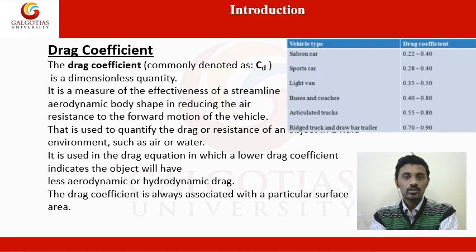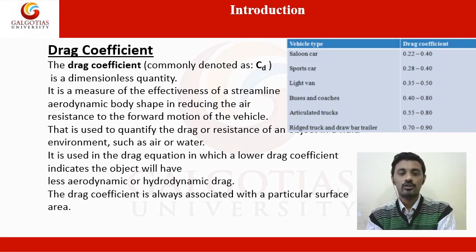Next, we come across one of the important parameters, which is called the drag coefficient. In the previous class also I briefed you about the term CD. CD is nothing but the drag coefficient. Since it's a coefficient, it is a dimensionless quantity. It is a measure of the effectiveness of a streamlined aerodynamic body shape, how good it is at reducing the air resistance to the forward motion of the vehicle. It is a term used to quantify the drag, how much drag force has appeared.